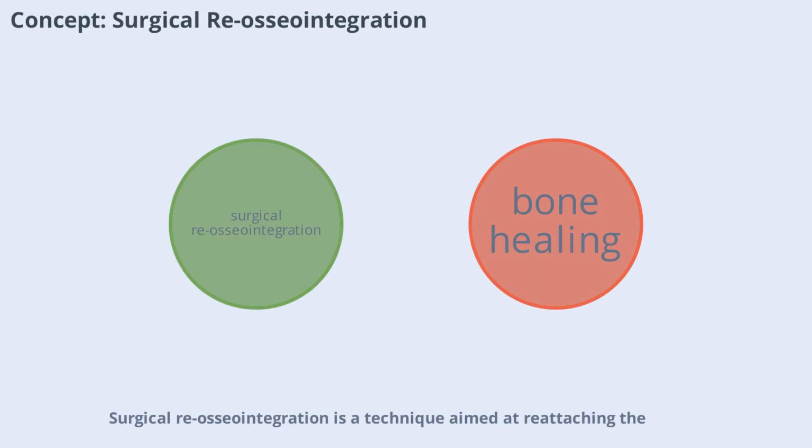Surgical re-osseointegration is a technique aimed at reattaching the implant to the bone after peri-implantitis has caused bone loss. This approach is adapted from periodontal surgery and requires careful planning and execution. Success depends on removing infection and creating a stable environment for bone healing.